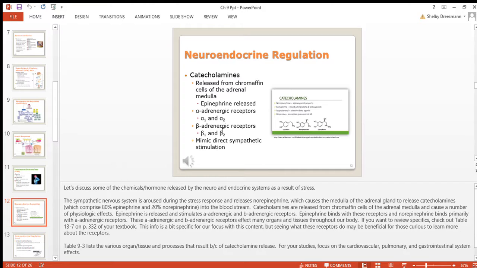Seeing what the receptors do may be beneficial. So yeah, just skip this whole little table thing. They already said it's a little too specific. But just know that epinephrine is mostly what's primarily binding to A adrenergic receptors, and that when epinephrine binds to A and B receptors, it can cause physiologic effects on organs and tissues. Okay.